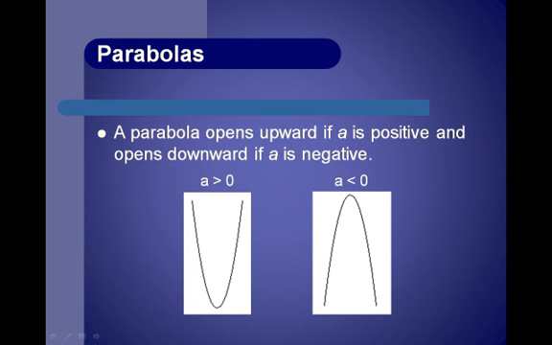A parabola opens upward if a is positive, and it opens downward if a is negative. Now remember, for a quadratic, a is the number in front of the squared term. So if we have a positive x squared term, then it opens upward. If we have a negative squared term, then the parabola opens downward.